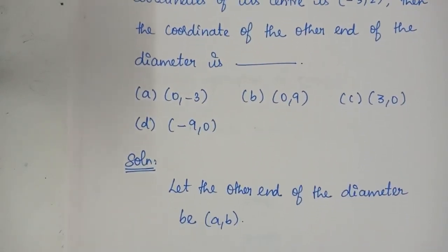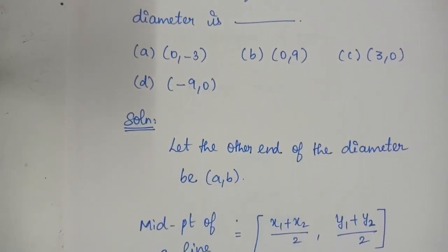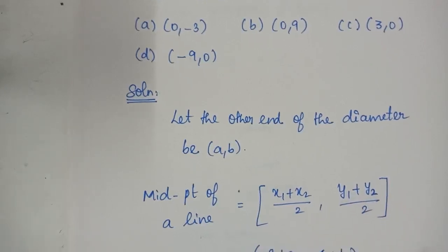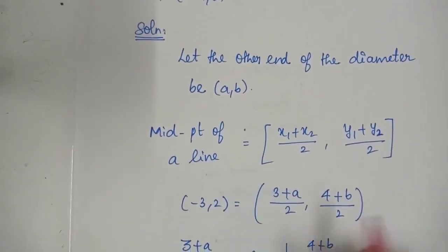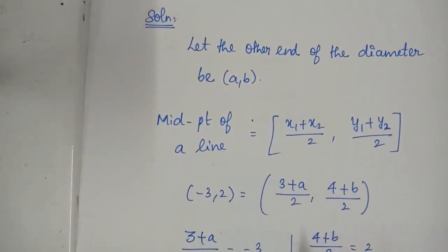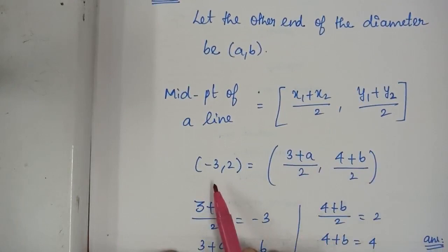So solution, the other end of the diameter we don't know, so let it be (a,b). So midpoint of a line is equal to (x1 plus x2) by 2, (y1 plus y2) by 2. So midpoint is given in the question. (-3,2) is equal to, one point is (3,4), so (3 plus a) by 2, (4 plus b) divided by 2. Only one point is given, that is (3,4). Other point is (a,b). So just equate the x and y coordinate.